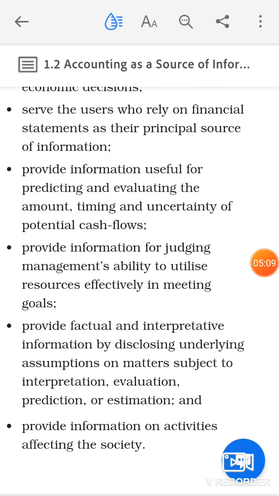It must provide information on activities affecting the society. The accounting information should be such that it provides you the information on activities affecting the society. It means what the business is going to do for the society, and how much expenditure is going to be incurred in such activity. So all kinds of information must be provided by the accounting information.